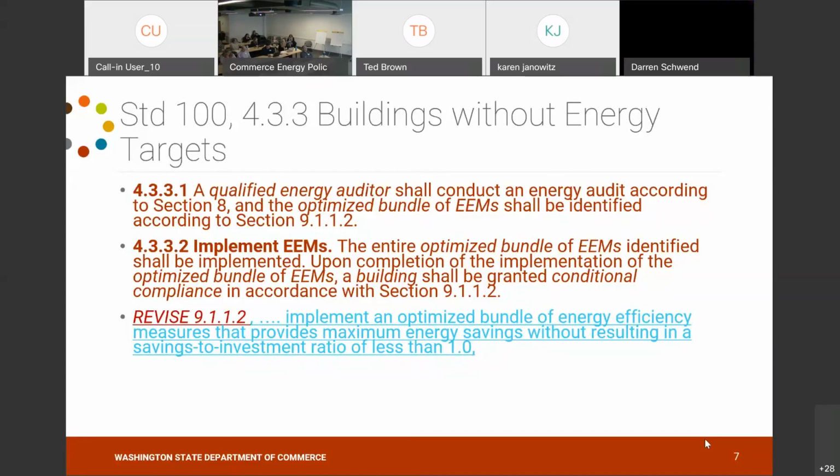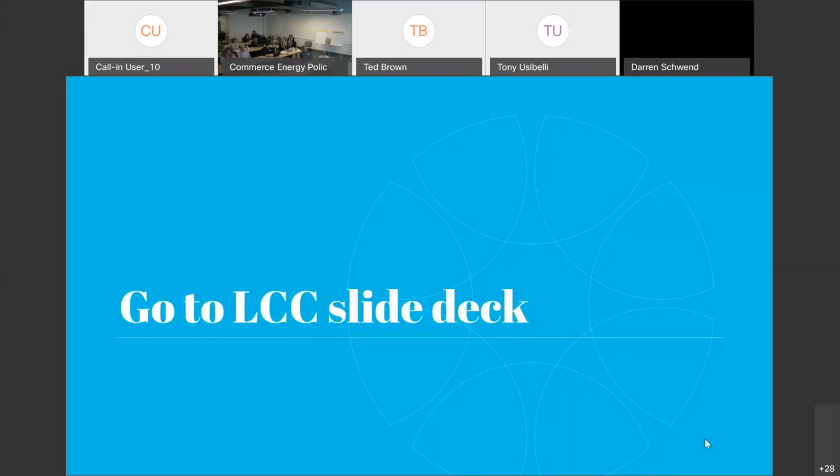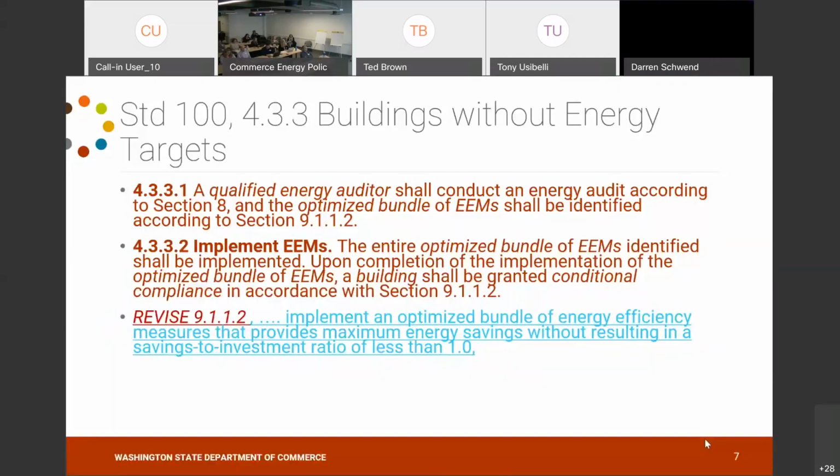So that's the setup for Greg's discussion. Not so much the optimized bundle, but how we evaluate the savings to investment ratio on a life cycle cost basis under the standard. So with that, any questions for me?